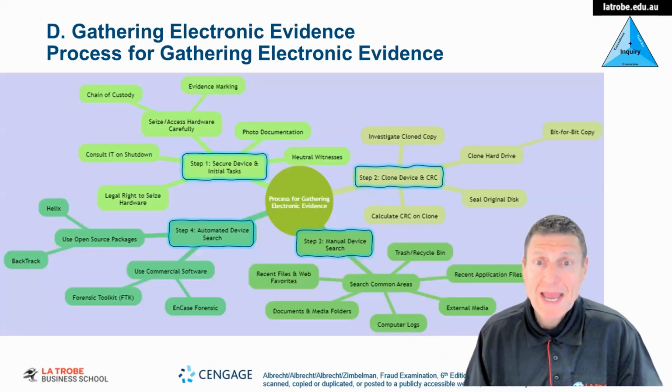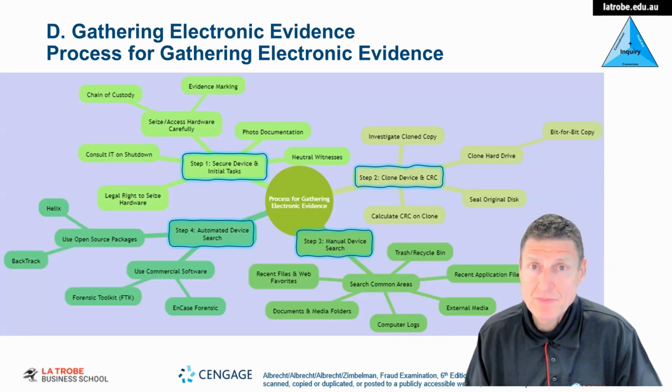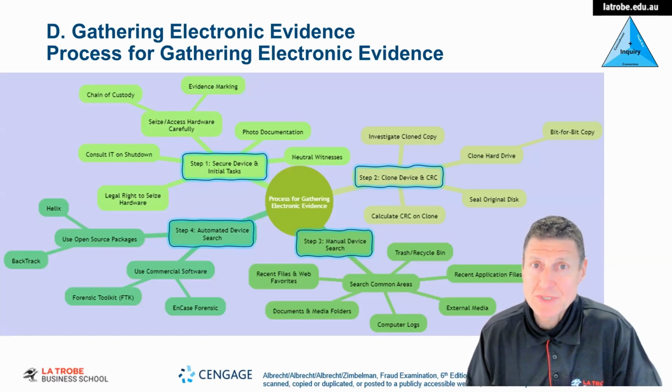Hi, welcome back. And we're looking at Part D, Gathering Electronic Evidence. And there are 4 steps here, and some steps are more complicated than others, but let me take you through the critical parts, and on another slide, I'll expand on one of those in detail. But step 1 is to secure the device and initial tasks.